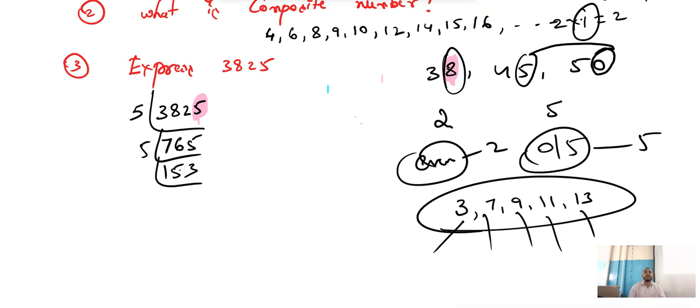Next, ending with odd numbers. If it is ending with an odd number, first we should try with 3.